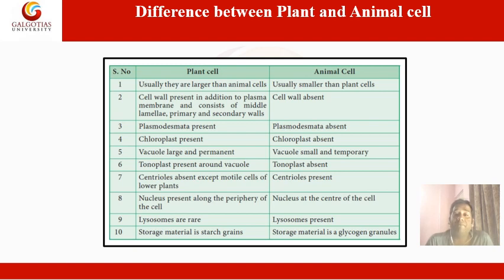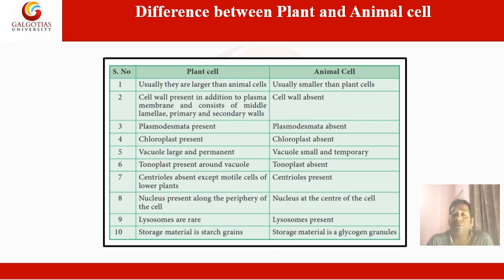Further, plant cells have plasmodesmata. That is, a type of channel that connects two cells together, and that is responsible for the movement of water molecules and other molecules between two adjacent cells. However, plasmodesmata are totally absent in animal cells.